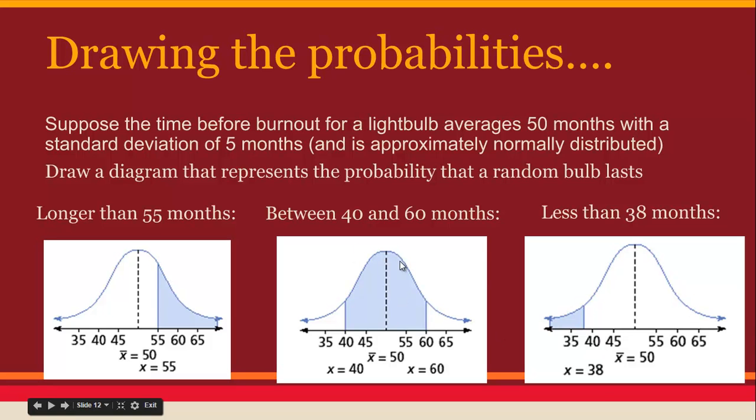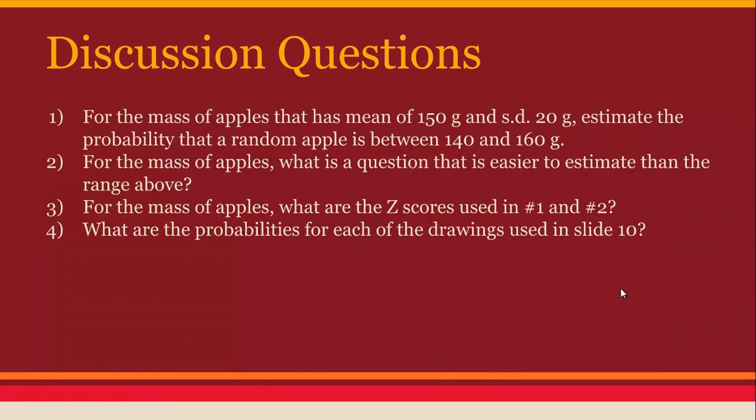So just by knowing this curve and knowing some of the properties, we can tell a lot about the probability just by estimating. Some discussion questions that go along with massive apples that have a mean of 150, standard deviation of 20. Estimate the probability that a random apple is between 140 and 160. So remember 130 and 170 is 68. So what would 140 and 160 be? You could draw it and estimate.